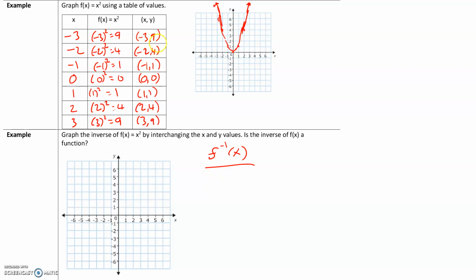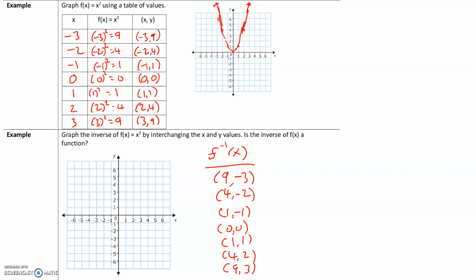Okay, so the first point, negative 3, 9, this becomes 9, negative 3. The second point, negative 2, 4, this becomes 4, negative 2. The third point, negative 1, 1, this becomes 1, negative 1. 0, 0, even if I interchange them, that's still 0, 0. 1, 1, if I interchange, it's still 1, 1. If I interchange 2, 4, that's 4, 2. And 3, 9, if I interchange that, that becomes 9, 3.